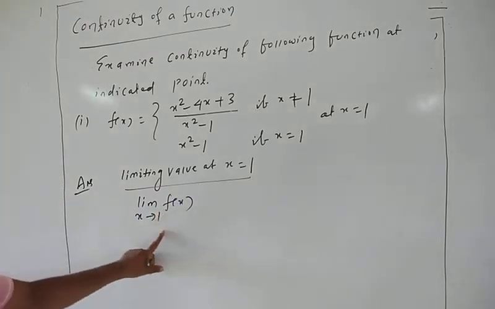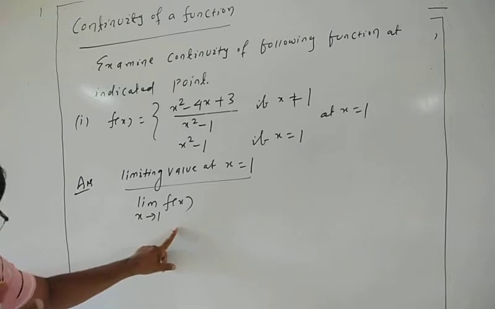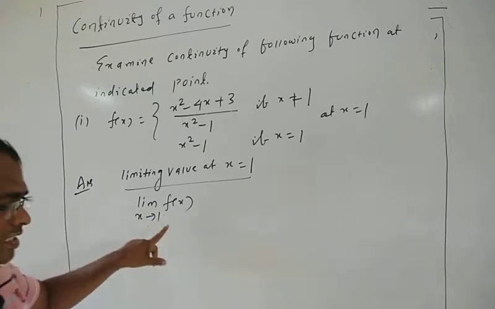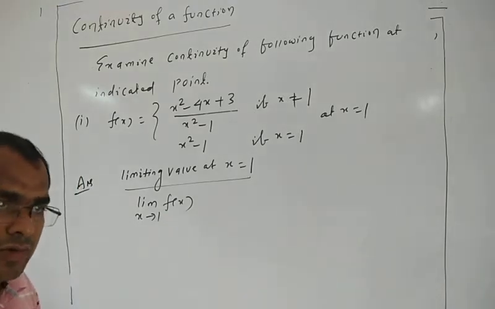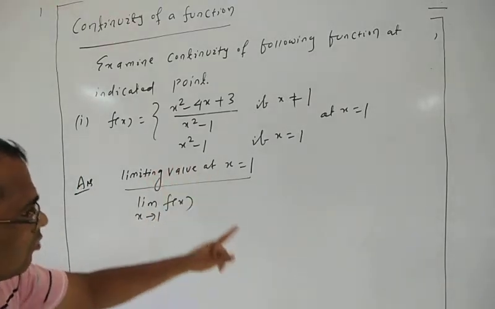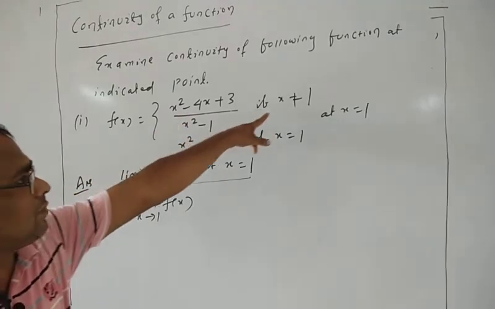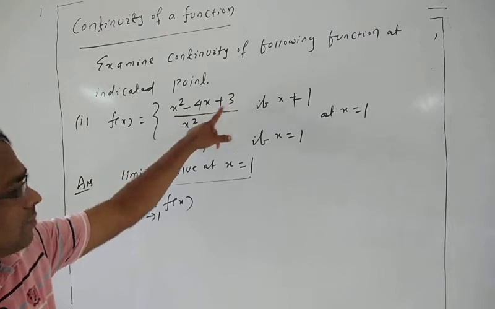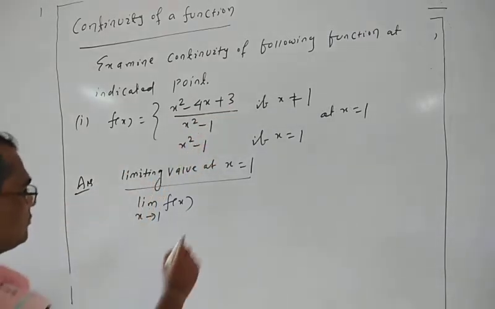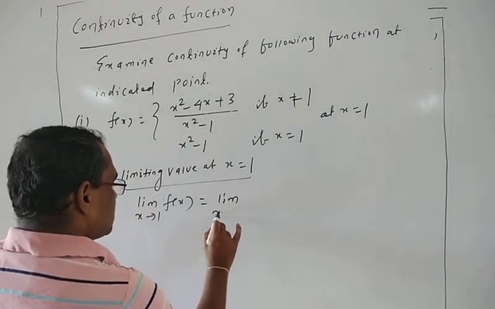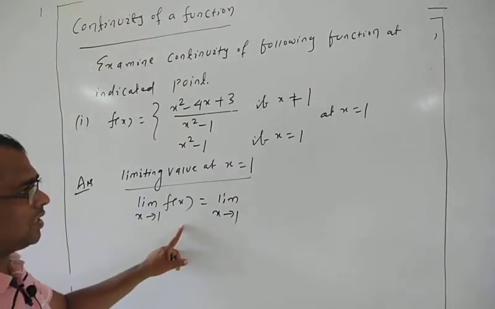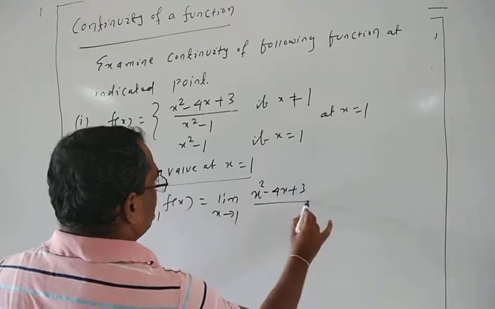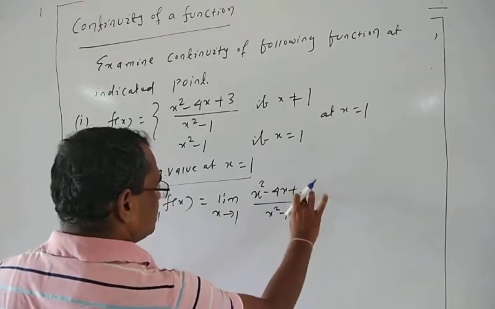So x tends to 1 means x is not equal to 1, not exactly 1. x tends to 1 means x may be less than 1 or may be greater than 1. If x is not equal to 1, what will be f(x)? Here given that if x is not equal to 1, f(x) equal to (x square minus 4x plus 3) by (x square minus 1). So limit x tends to 1, substitute the value of f(x), (x square minus 4x plus 3) by (x square minus 1).